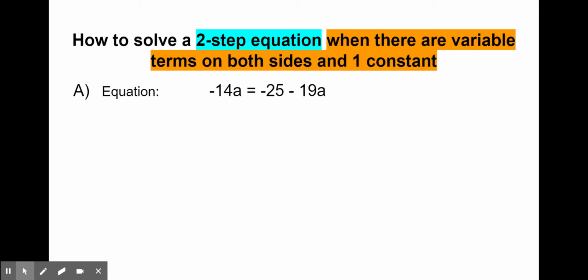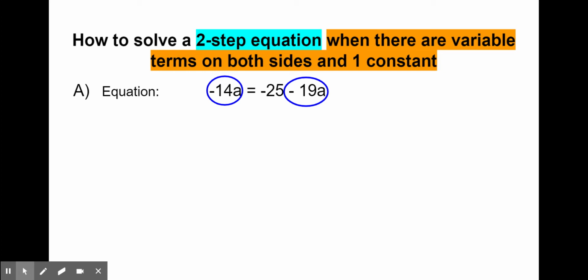For this equation, we see that we have multiple terms on the left and right side that have the variable a. We have our negative 14a and our negative 19a, and I've gone ahead and circled these because they're like terms. And we've talked about this before, but now our like terms are on opposite sides of our equation.